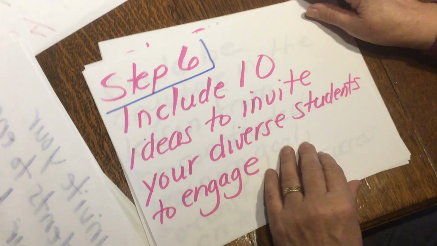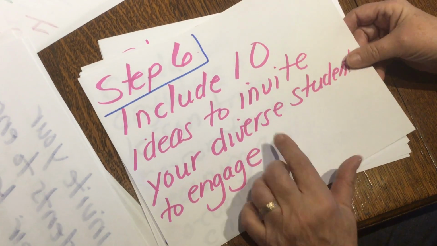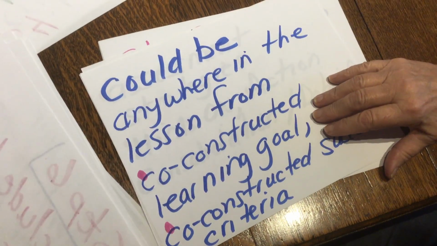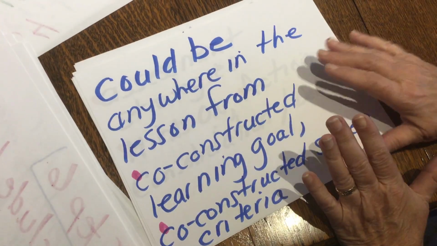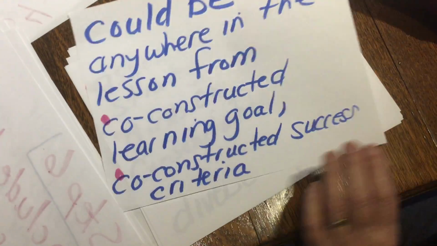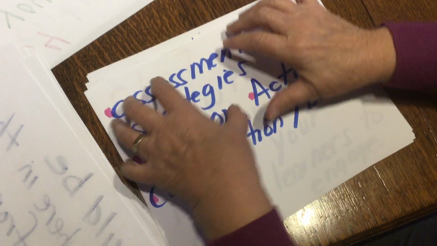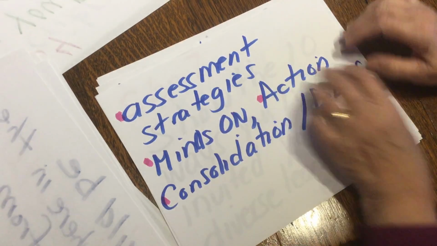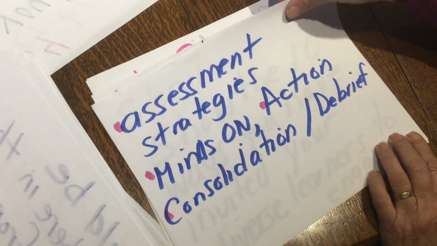Step 6, include the 10 ideas to invite your diverse students to engage. And in your lesson plan, they could be anywhere in your lesson plan. They could be in the co-construction of the learning goal, the co-construction of the success criteria, in the assessment strategies you use, in your minds on, your action, or your consolidation and debrief.